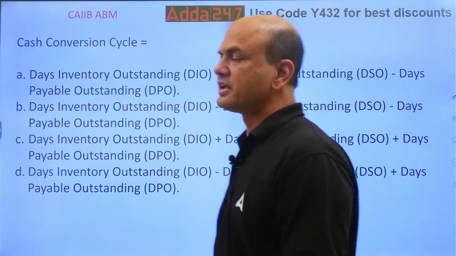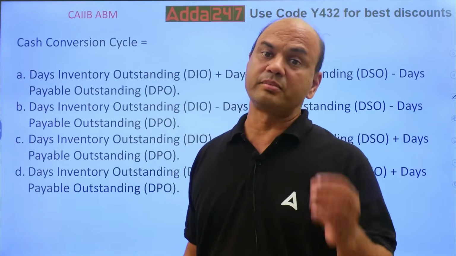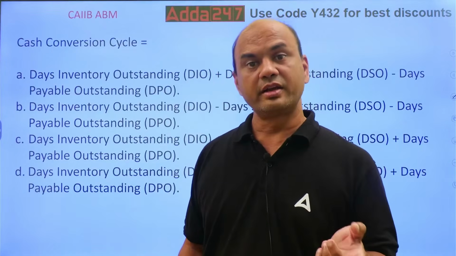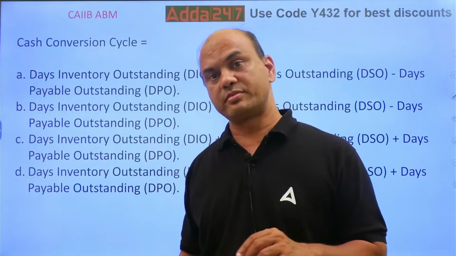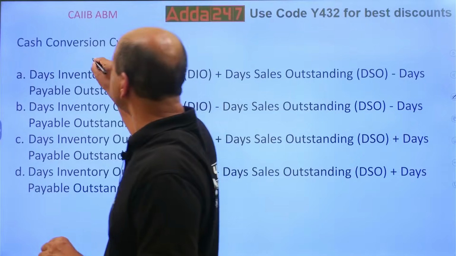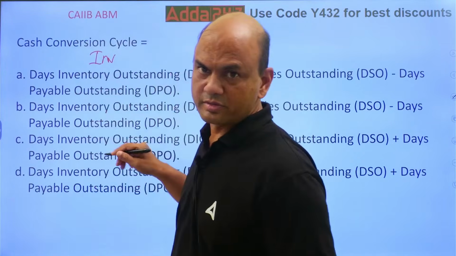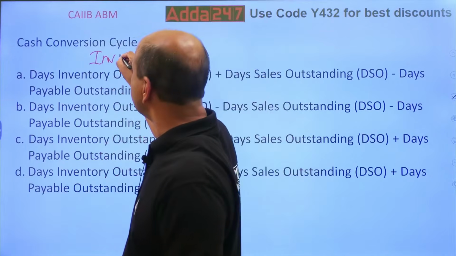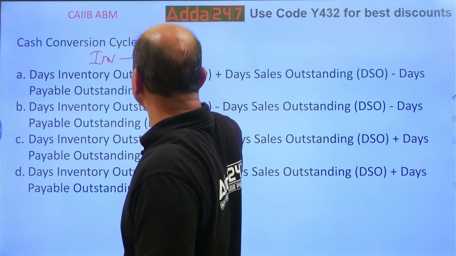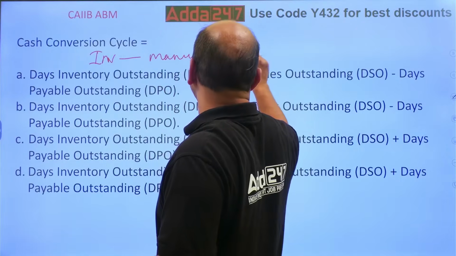Cash conversion cycle equals to. Now, what is this cash conversion cycle? The period in which my inventory gets converted into cash. What do you mean by this? It means that I'll purchase the inventory first, so my money is locked over here. Then I'll manufacture it, right? Manufacture, and then I will sell it.